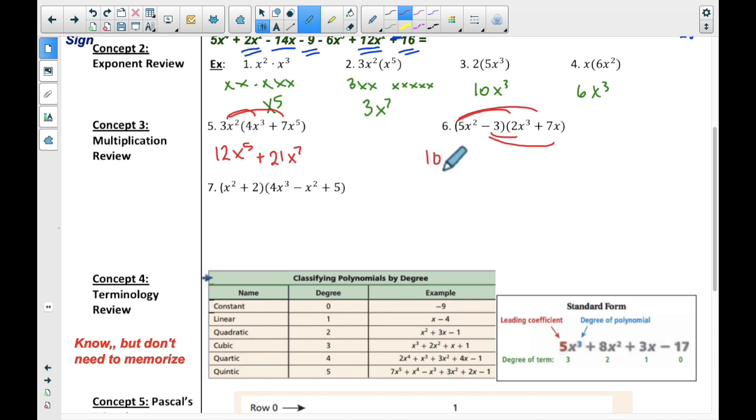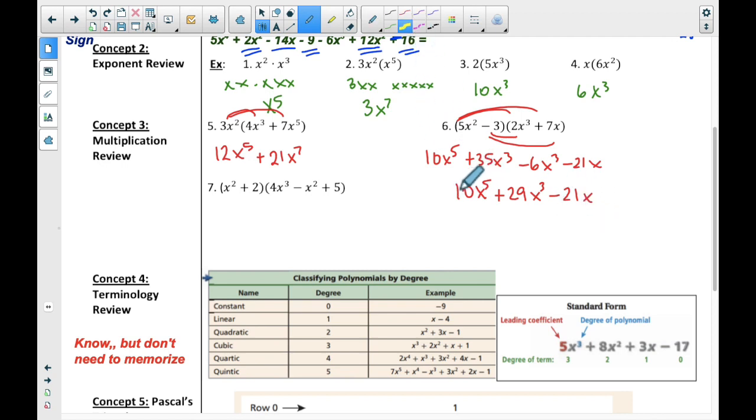This is going to be 10x to the 5th plus 35x to the 3rd minus 6x to the third, and then minus 21x to the just x. Okay, and again, we want to look and see if we have any like terms, which we do. So we want to combine those like terms. That's 10x to the fifth plus 29x to the third minus 21x.